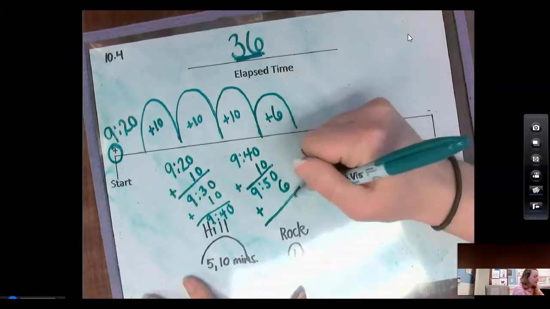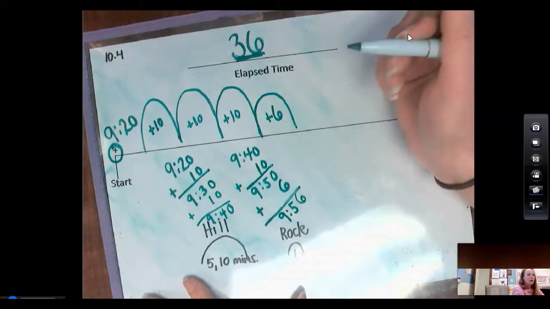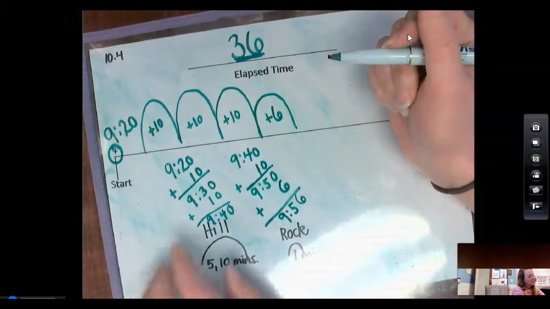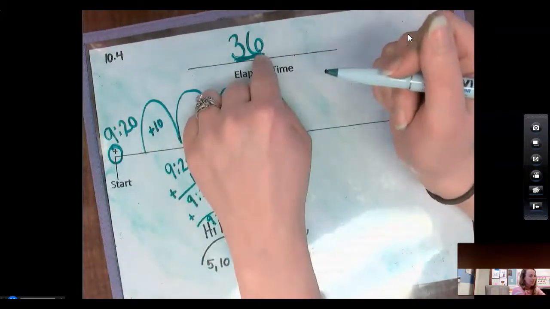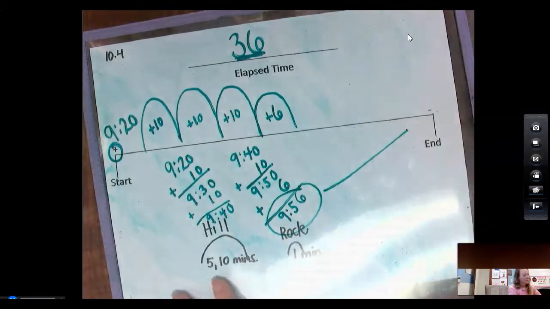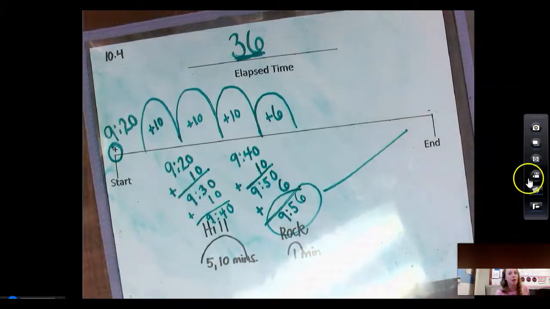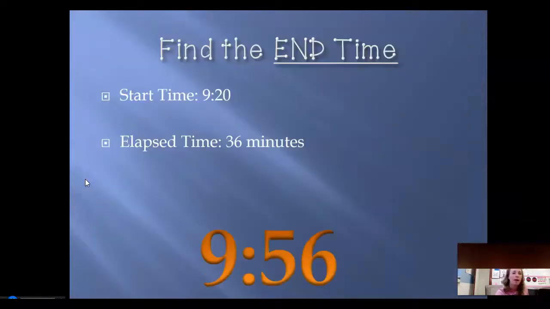0 plus 6 is 6. Drop my 5. Drop my 9. 9:56. Let's see. 10, 20, 30, 6, 36. So my end time then is 9:56. Let's see if we got that right here on our PowerPoint, kiddos. So on my PowerPoint, I got an answer of 9:56.